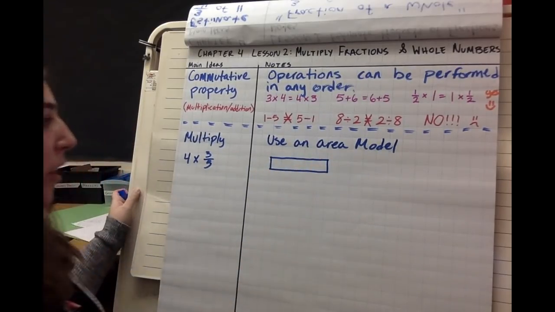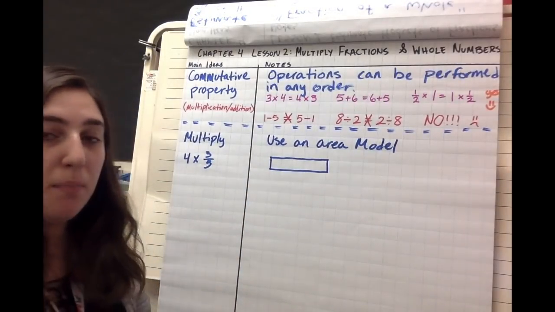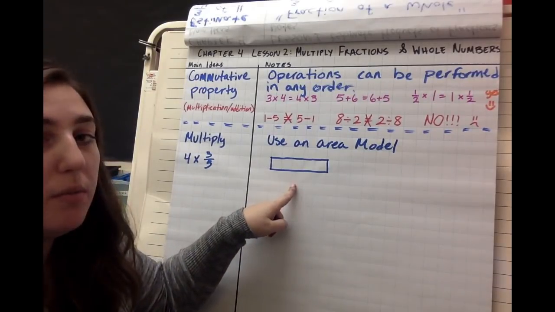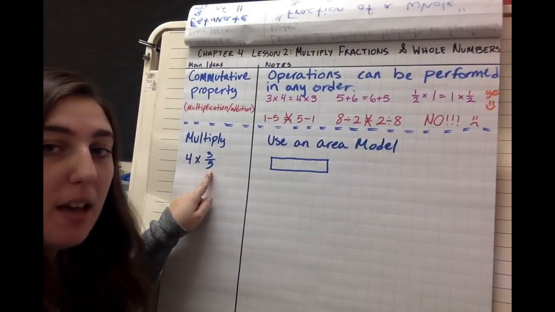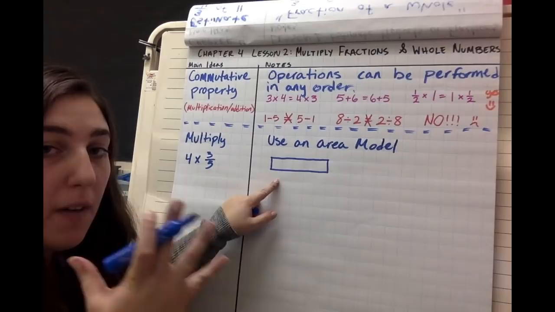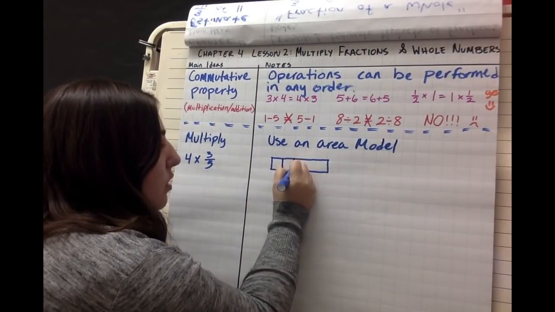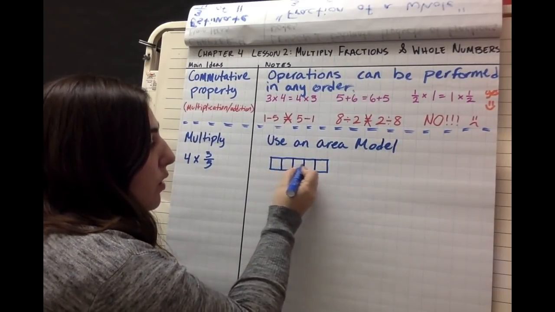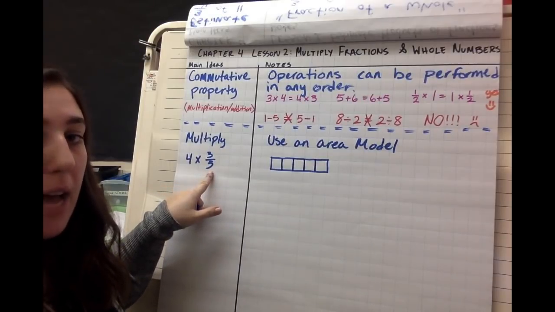Okay, so here I have my bar, and I'm wondering how many pieces, how many equal parts do I divide my bar into? Well, I'll have to look at the denominator. The denominator tells me 5. So I need to divide my bar into 5 equal parts. So 1, 2, 3, 4, 5. I have 5 equal parts because my denominator is 5.